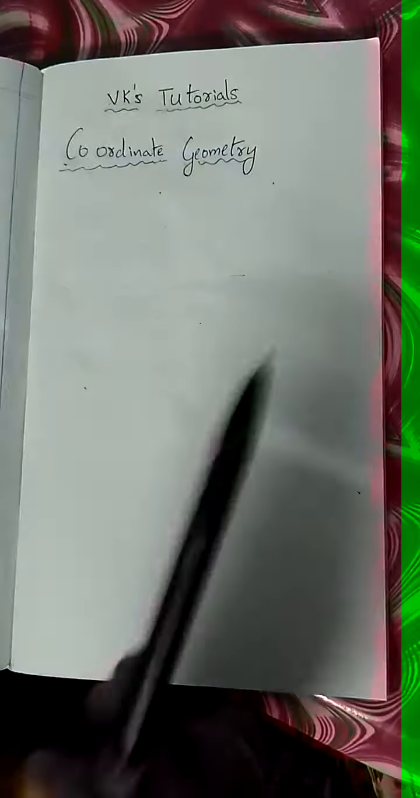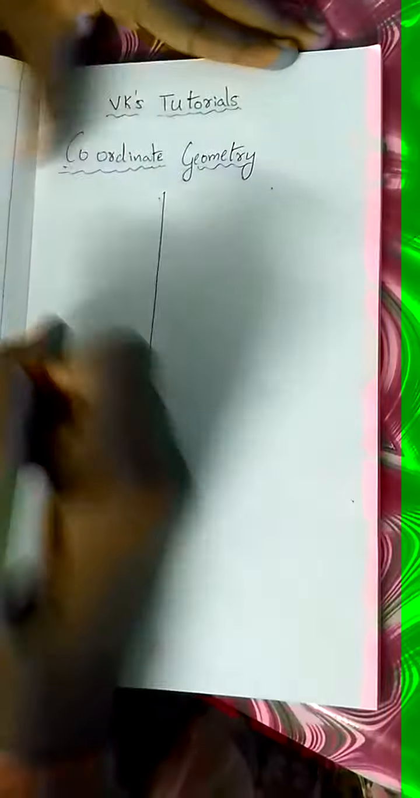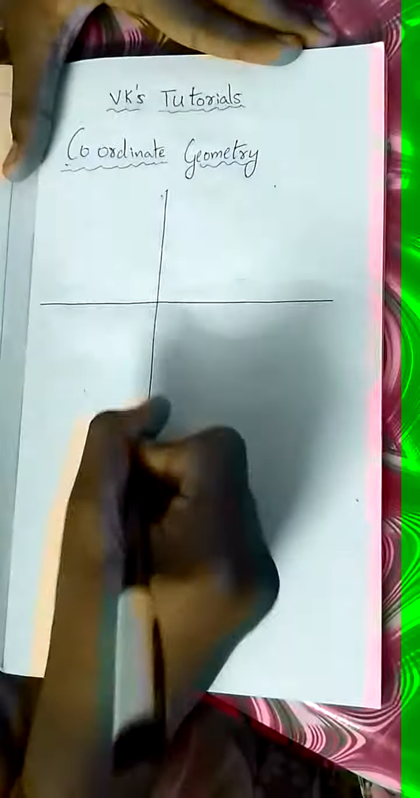Coordinate geometry is used to locate a point or an object in a plane. Now, let's draw two perpendicular lines. This is the horizontal one and this is the vertical one.